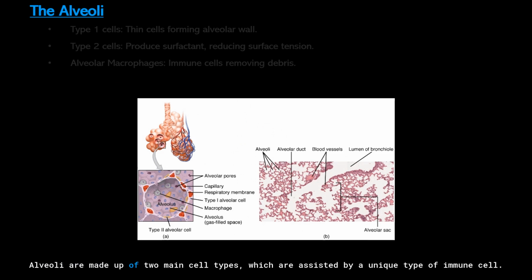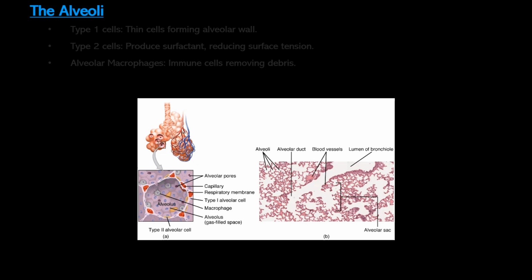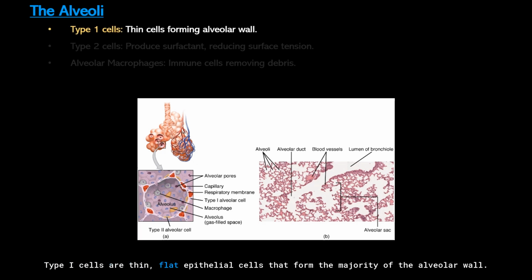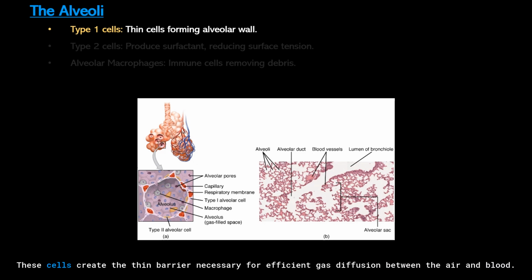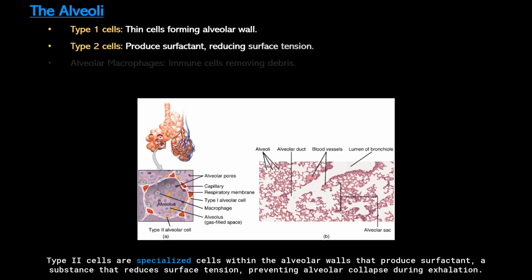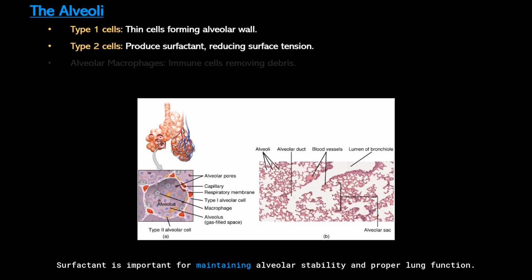Alveoli are made up of 2 main cell types, which are assisted by a unique type of immune cell. Type 1 cells are thin, flat epithelial cells that form the majority of the alveolar wall. These cells create the thin barrier necessary for efficient gas diffusion between the air and blood. Type 2 cells are specialized cells within the alveolar walls that produce surfactant, a substance that reduces surface tension, preventing alveolar collapse during exhalation. Surfactant is important for maintaining alveolar stability and proper lung function.